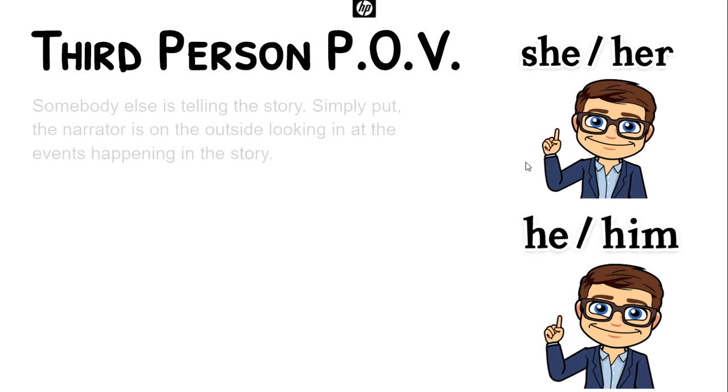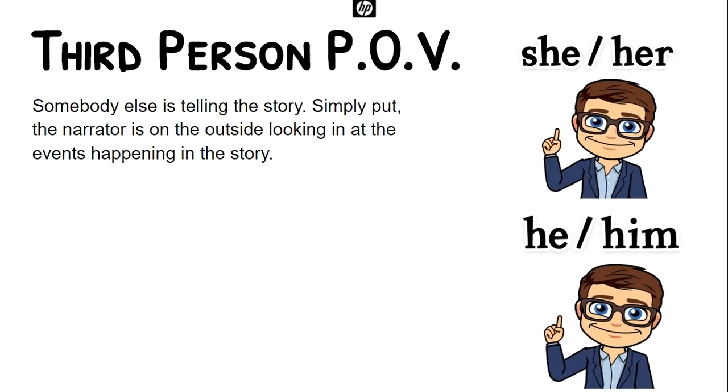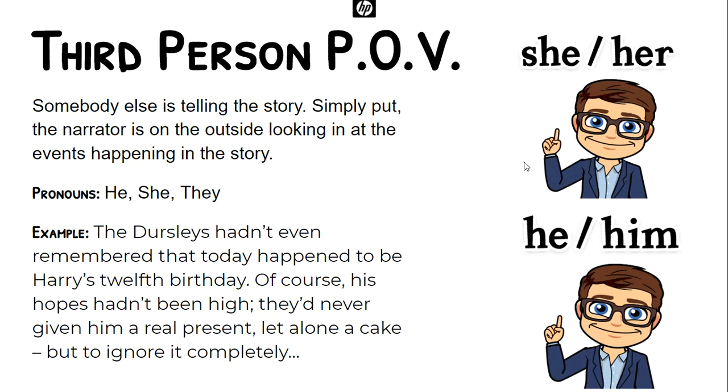Third person point of view is going to be someone else telling the story. Simply put, the narrator is on the outside looking in at the events happening in the story. Pronouns they're going to be using and you're going to be looking for are he, she, they. And in the example from Harry Potter, "The Dursleys hadn't even remembered that today happened to be Harry's 12th birthday. Of course, his hopes hadn't been high. They'd never given him a real present, let alone cake. But to ignore it completely..." So that example shows you someone else telling what is happening to Harry Potter. That is third person point of view.